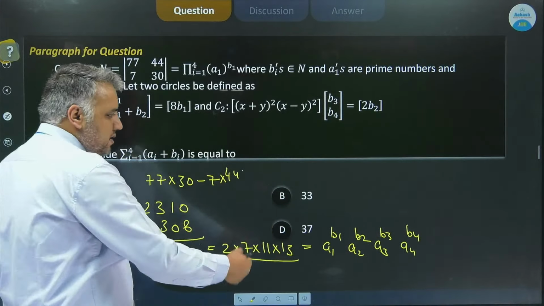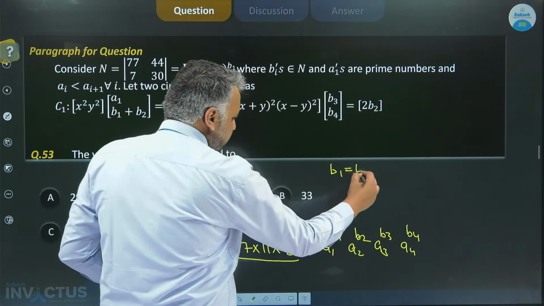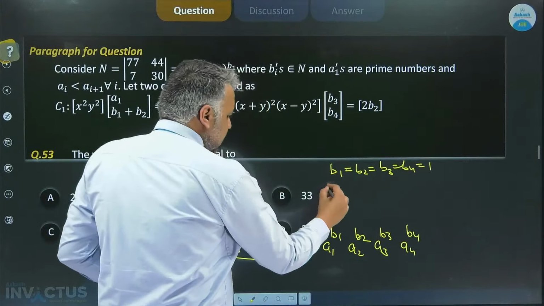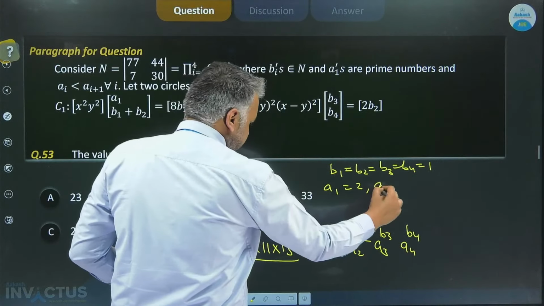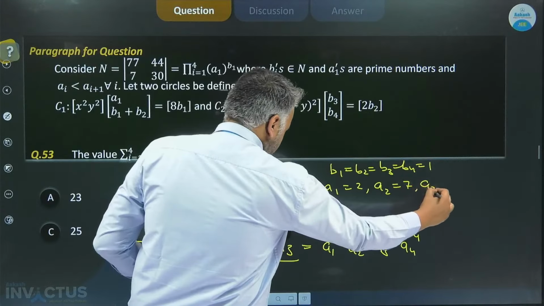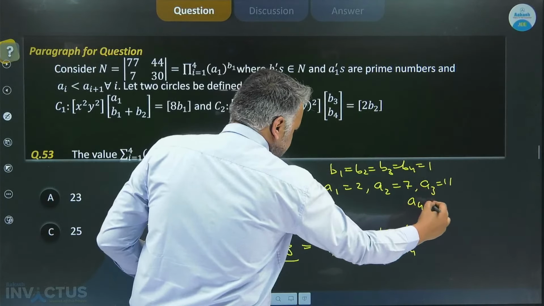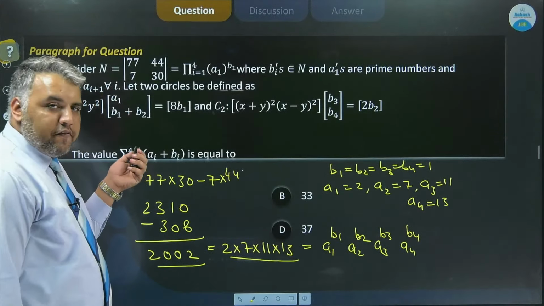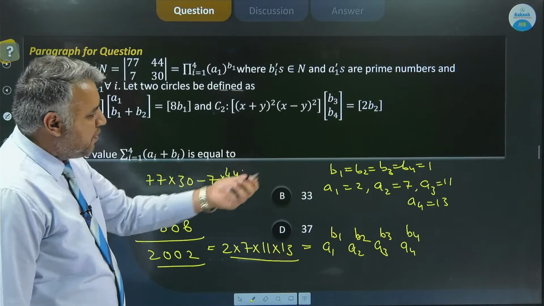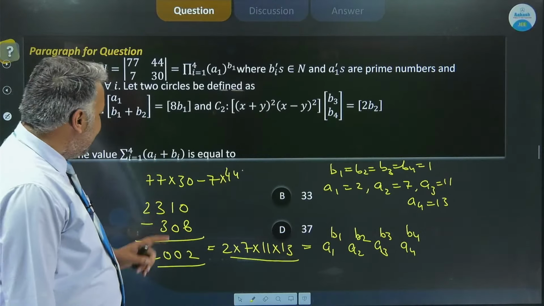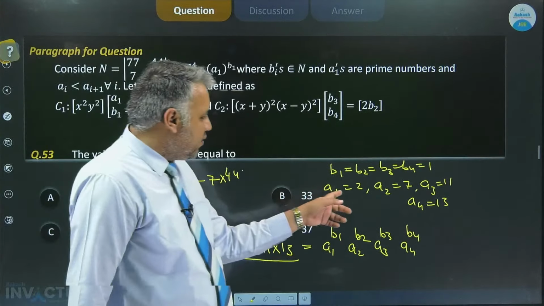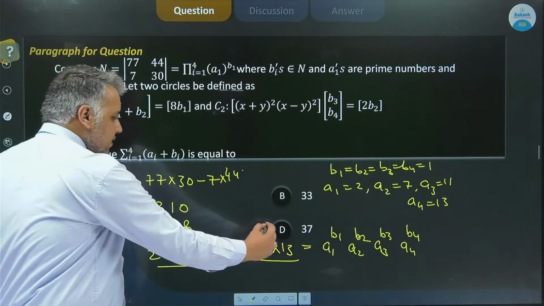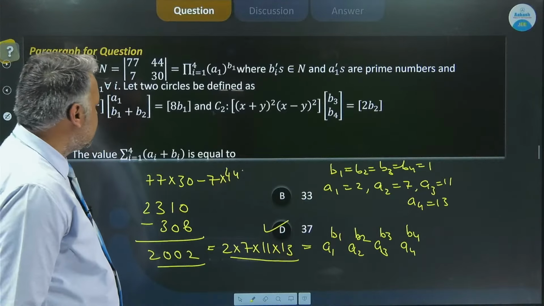So directly by comparison, we can see that B1, B2, B3, B4, these all quantities are 1. A1 is 2, A2 is 7, A3 is 11, and A4 is 13. So in the first question, we have to calculate sum of AIs plus sum of BIs. Sum of BIs will be 4 because every quantity will be 1. And sum of AIs, we can calculate that this is 33. So 33 plus 4, 37 must be the correct answer. Okay.